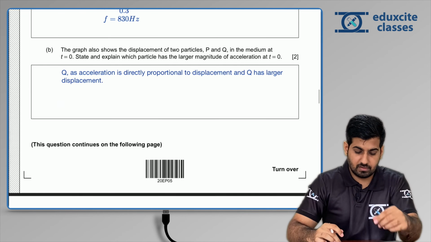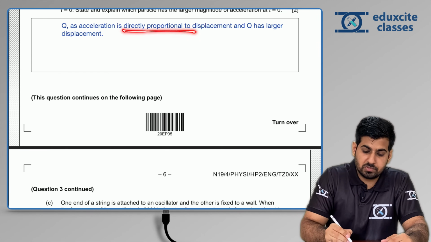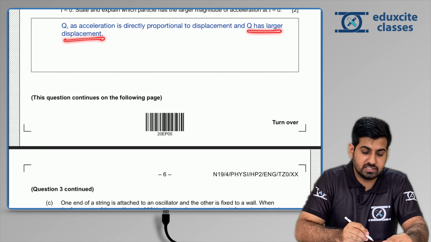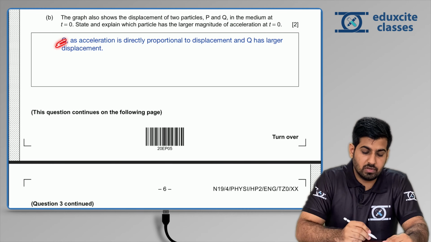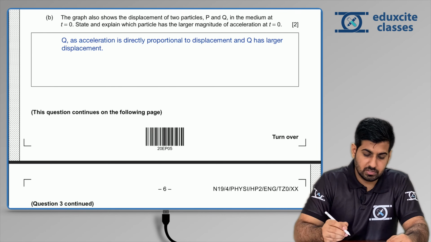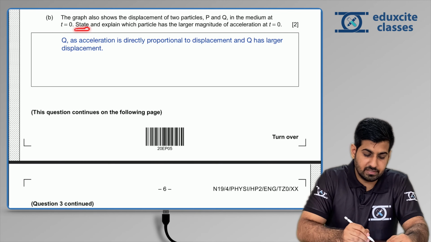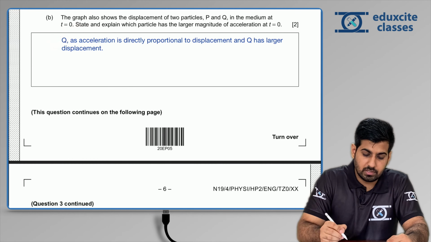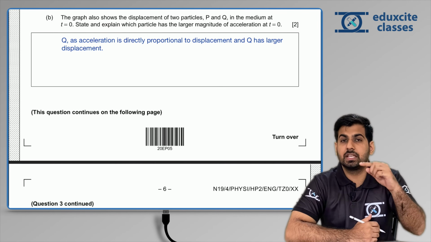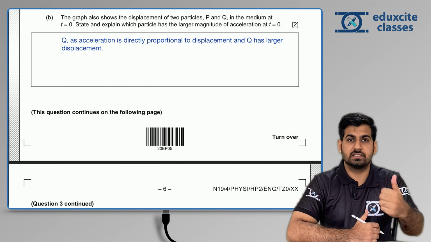Okay, so acceleration is directly proportional to displacement. Therefore Q is at maximum displacement, so Q has larger displacement, so Q will have more acceleration at t equals 0. So you have to first of all state, that is 1 mark for Q, stating that Q has larger magnitude, and the explanation, that it is directly proportional to displacement and Q's displacement is larger than P.